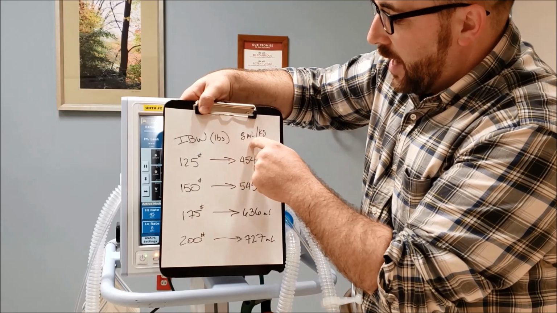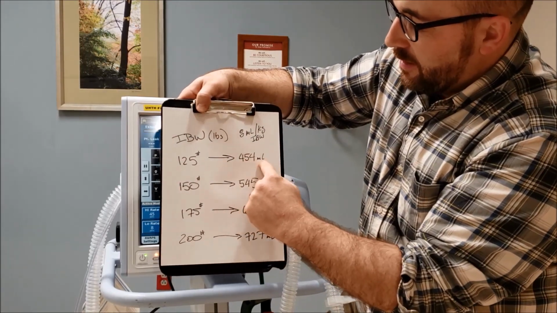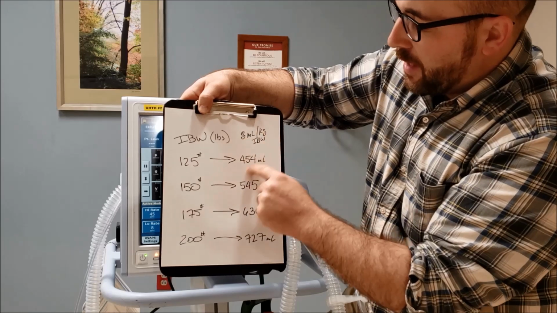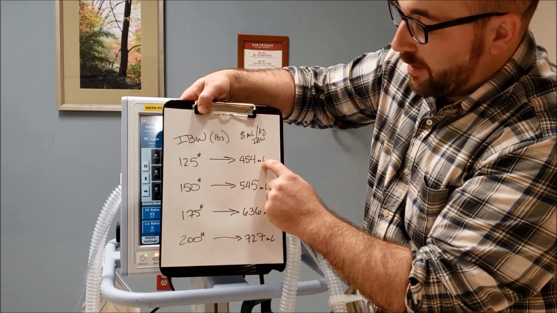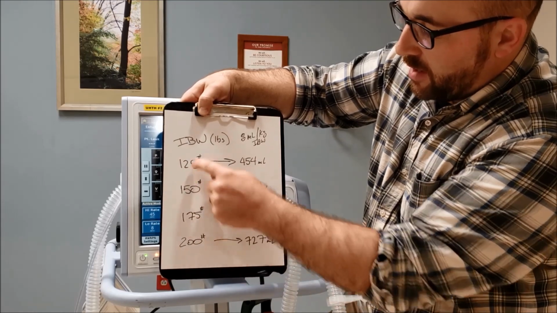So if you look at 8 milliliters per kilogram ideal body weight, you see 125 is the 8 milliliters per kilogram ideal body weight. In this case would be 454 milliliters. 150 up by 25, by 25, by 25. You see the pounds there.